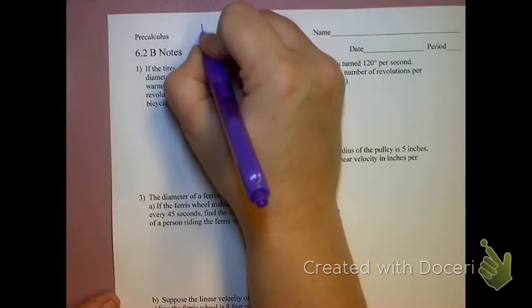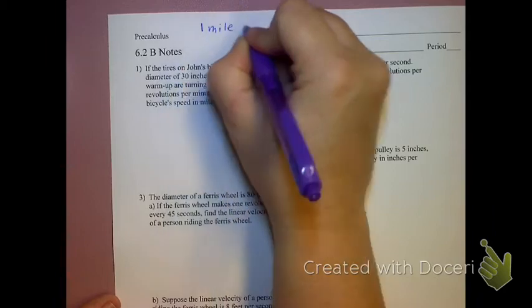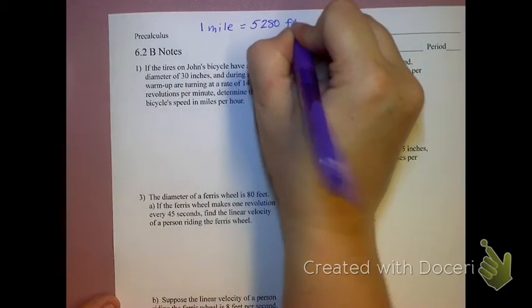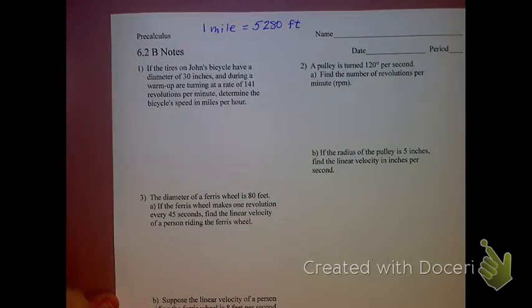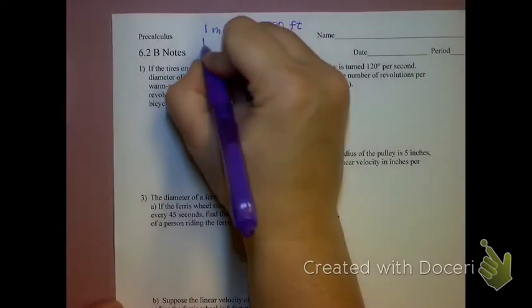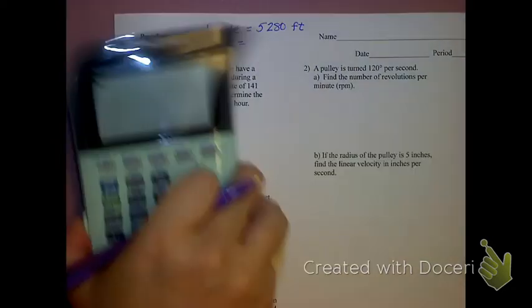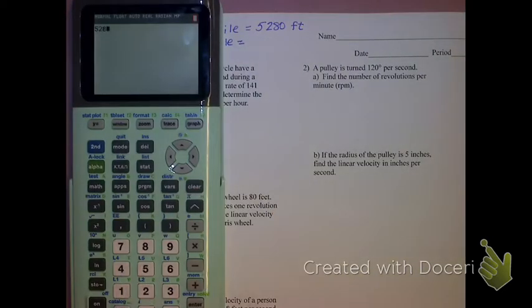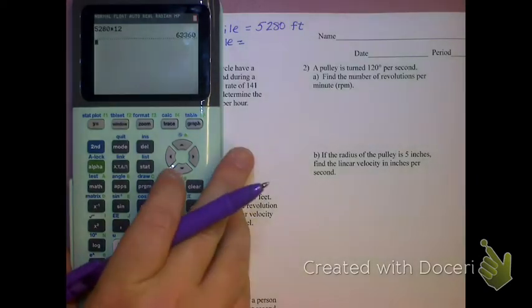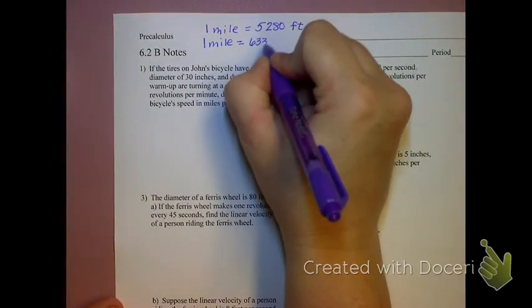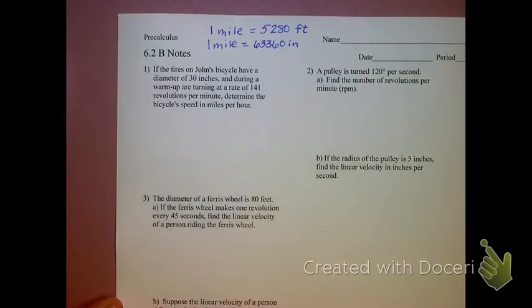First off, 1 mile is equal to 5,280 feet. Okay, and in our first problem, we're actually going to see that we need to deal with inches. So I'm going to say that 1 mile is also equal to, I'm going to take that 5,280 feet and multiply it by 12, and I get 63,360 inches. Okay, so I'm going to need that for the first one.